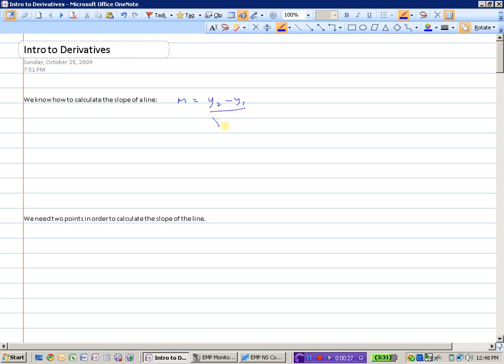That's the equation of a line. So slope of the line is y2 minus y1 over x2 minus x1. That being your rise when you subtract your two y values divided by the run when you subtract your two x values. So if we had a line that had, say, this point on it and this point on it, then we could easily find the slope of that line.